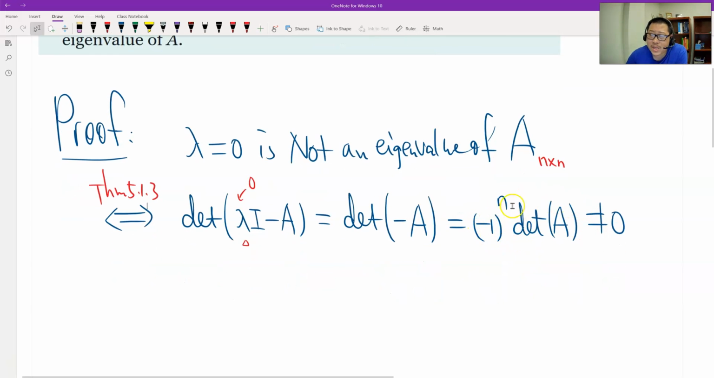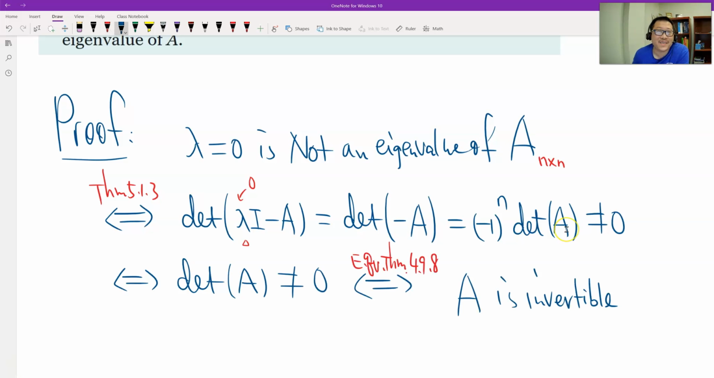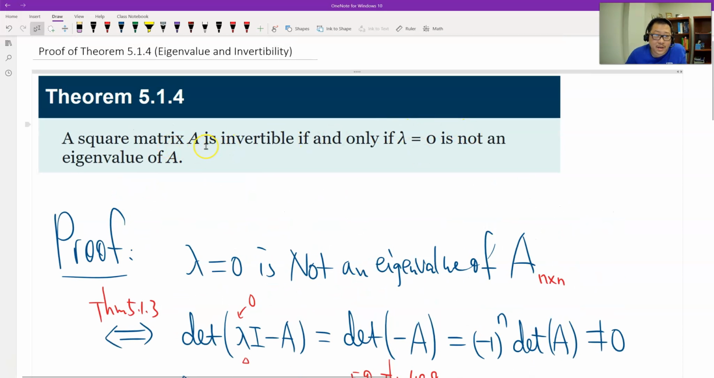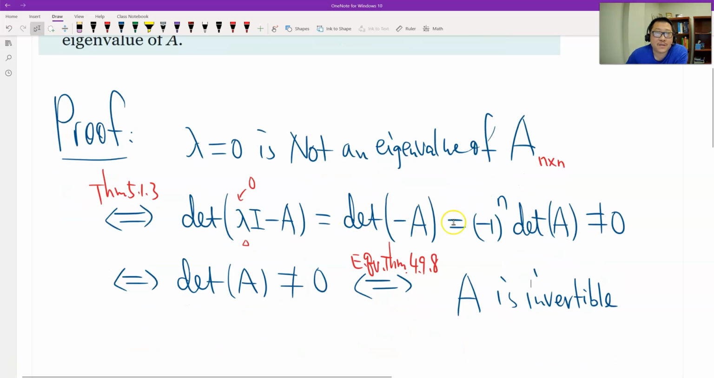Negative 1, whatever this is, either negative 1 or 1, times the determinant of A is not 0 means the determinant of A is not 0, right? Therefore, this is equivalent to the determinant being not 0. Now by the equivalence, if the determinant is not 0, then A is invertible, right? So A is invertible because the determinant is not 0. You see, it says A is invertible if and only if lambda equals 0 is not an eigenvalue. So that's the proof.